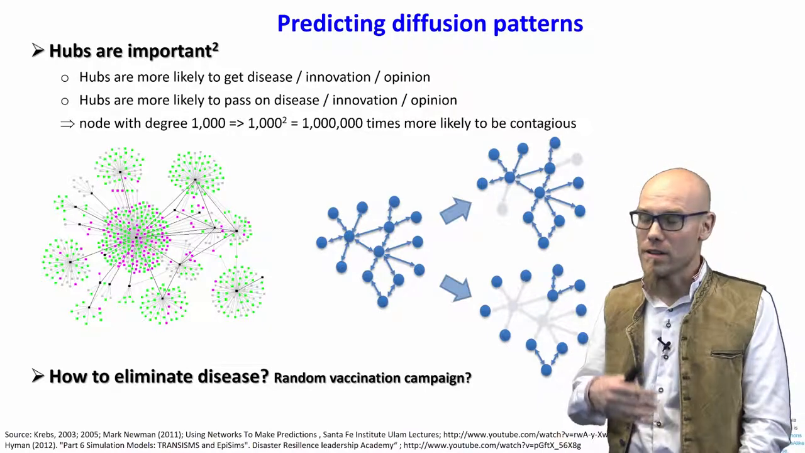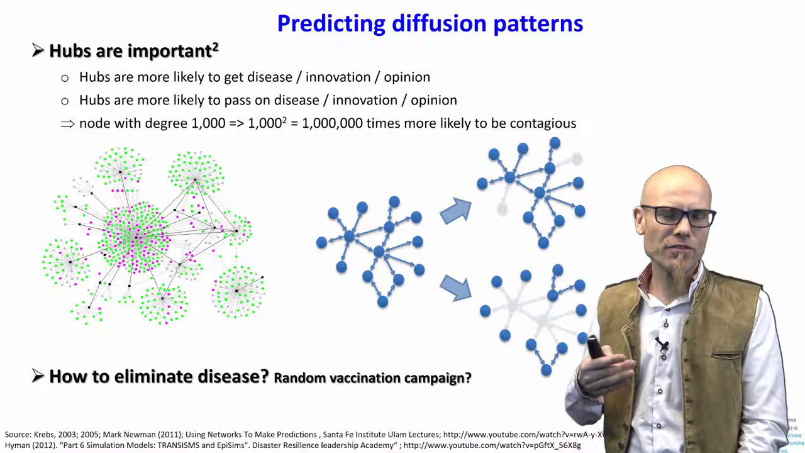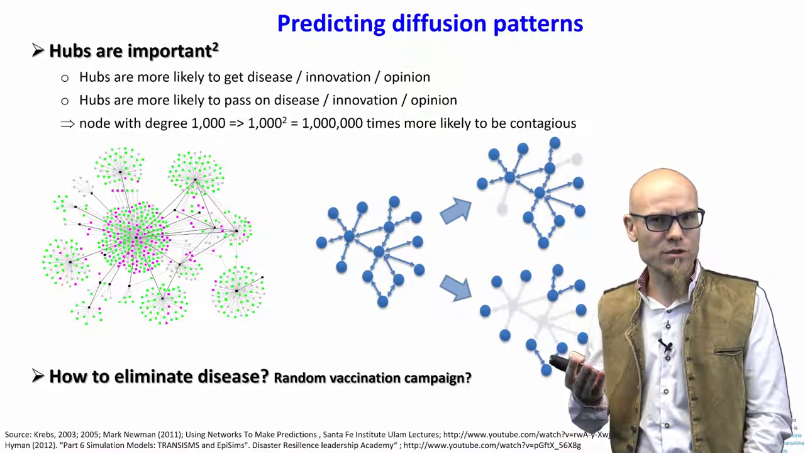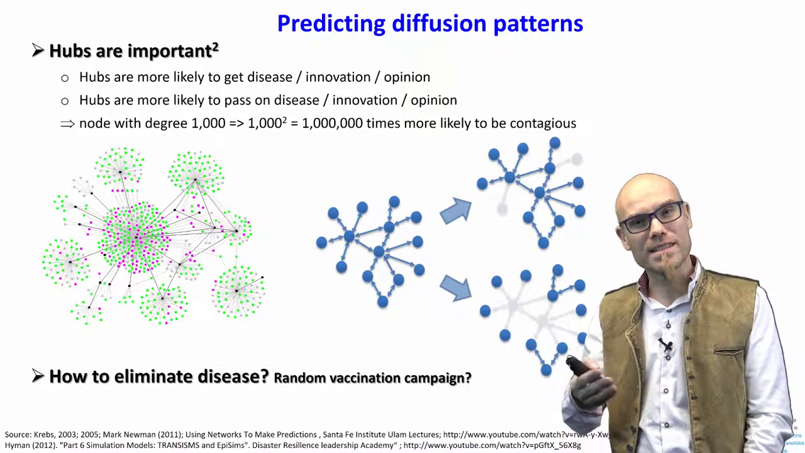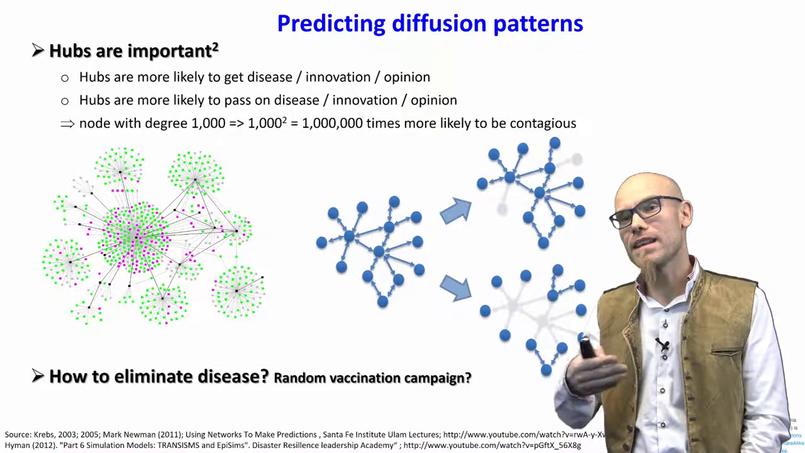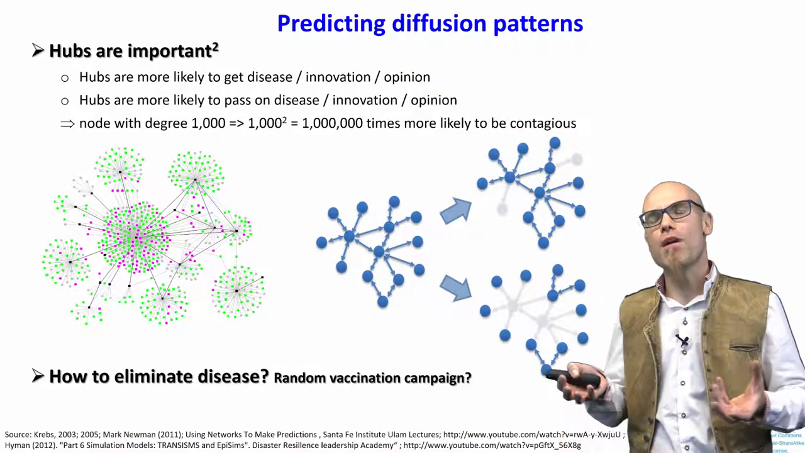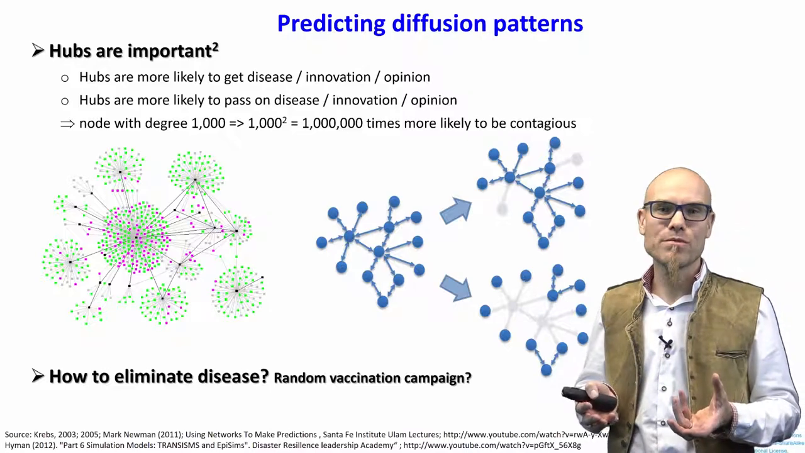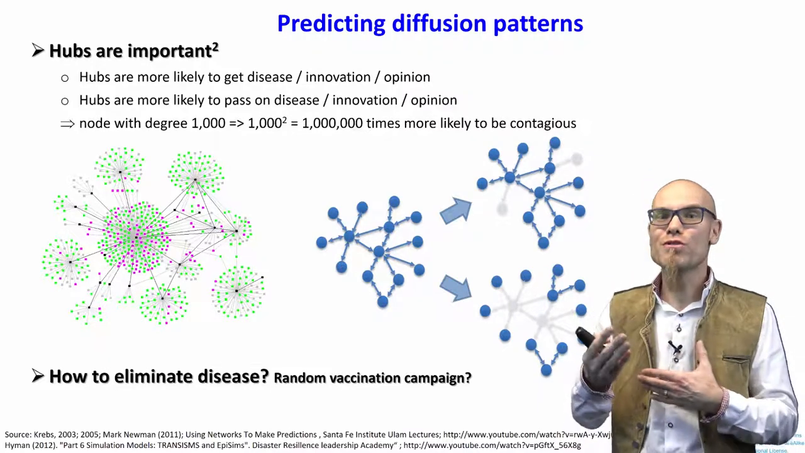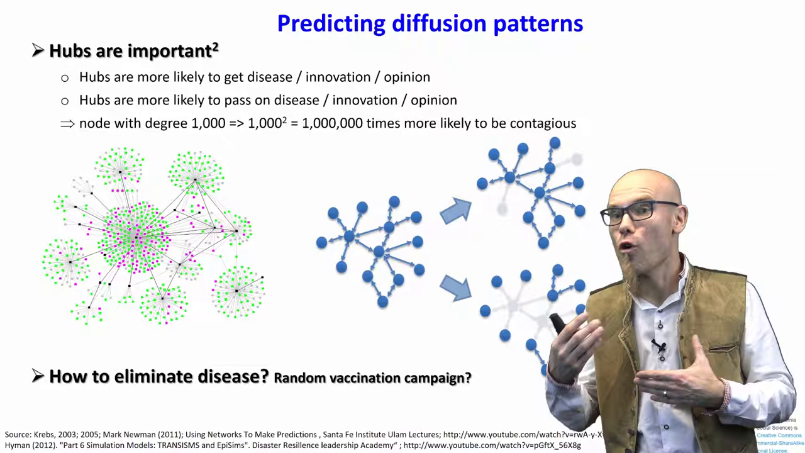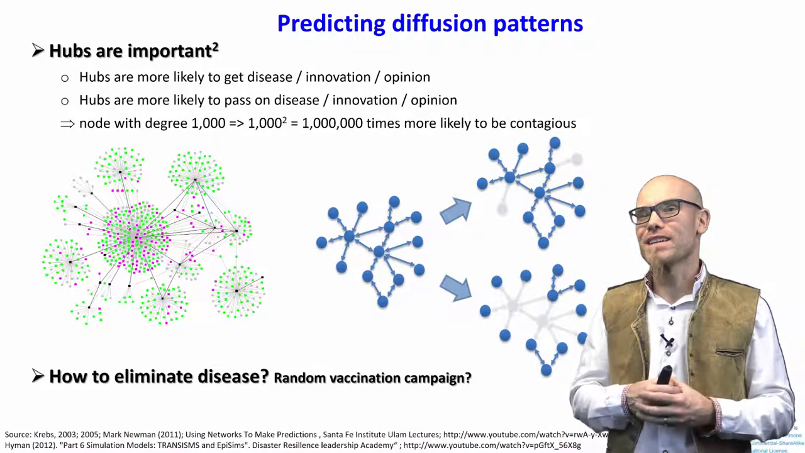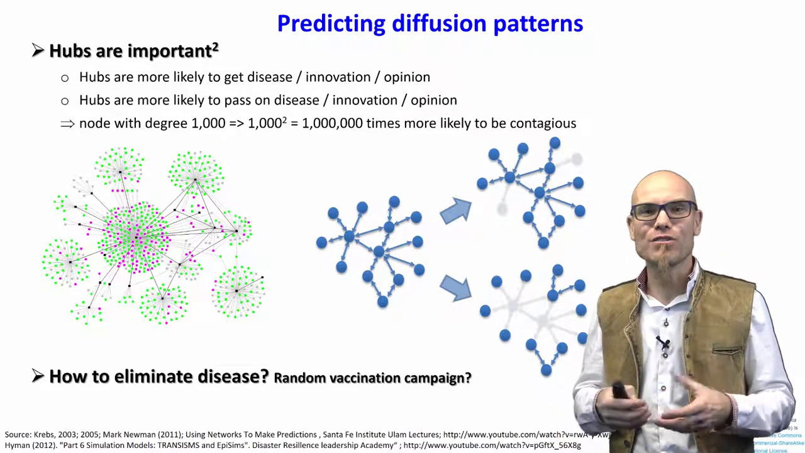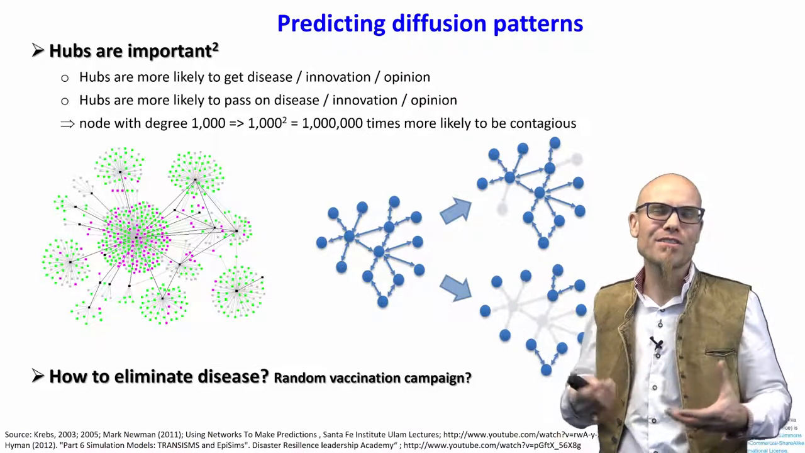Now, in the same logic, if you, for example, work with a terrorist network, what the military then tries to do is eliminate these central hubs, because it will break apart the terrorist network. On the other hand, if you want to diffuse something, a political opinion or an innovation, something like this, you also want to contact the hubs, because they catapult this message out to many others.